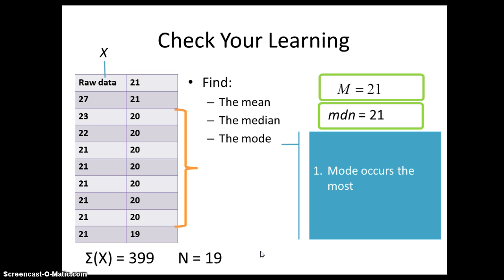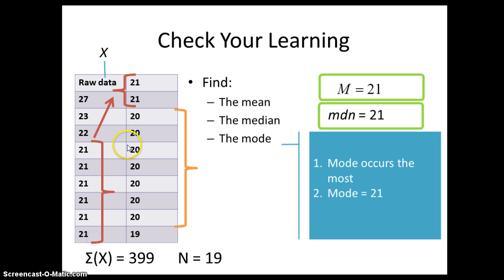And lastly, the mode is the number that occurs the most. Now you'll see we have a long string of 20s here, and that number of 20s is 7. But let's check and see. So we have a chunk of 21s over here, there's 6, and then there's a couple more. So that's 8. So our mode also happens to be, in this case, 21.